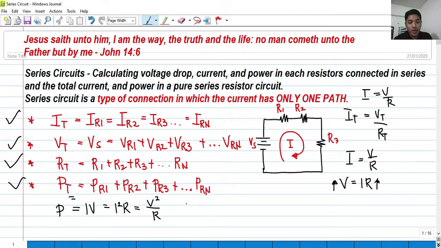Or we can also use P total equals I total times V total, as long as all of this current and voltage are total. Or of course, we have I total squared times total resistance, or Vs squared, the supply voltage or the total voltage squared, over the total resistance. So we can find the power that way. Now that we know the basics, we can now solve. Let's try to solve some basic problems.